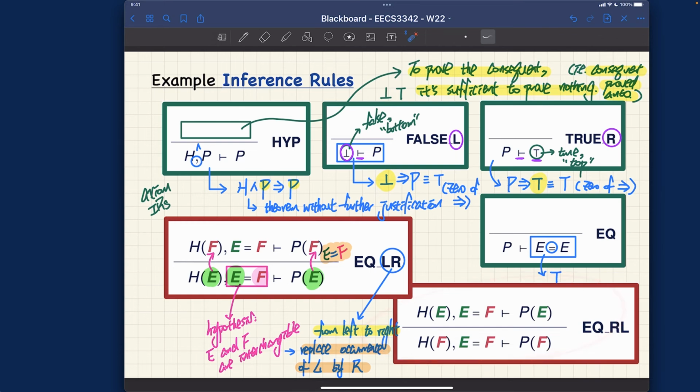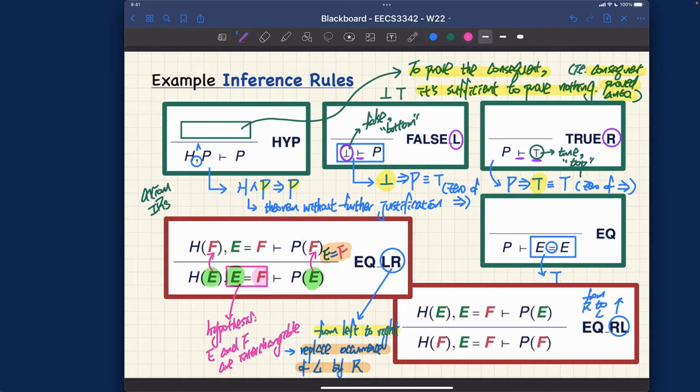This one over here is going to be symmetric. So we say from right to left, meaning that you're going to replace every occurrence of the right-hand side of the equality by the left-hand side of the equality, right? How do we do that?